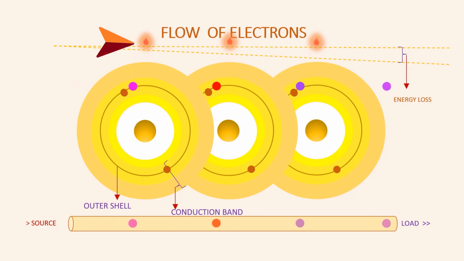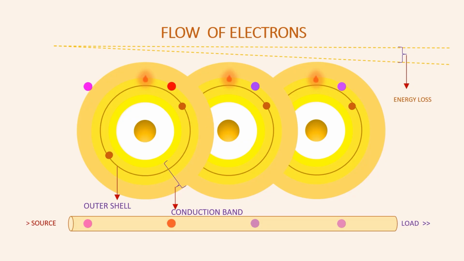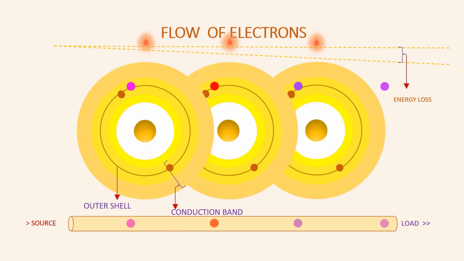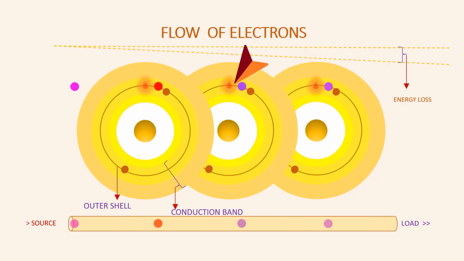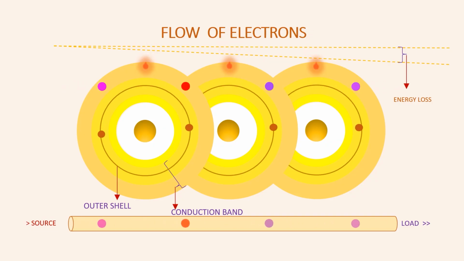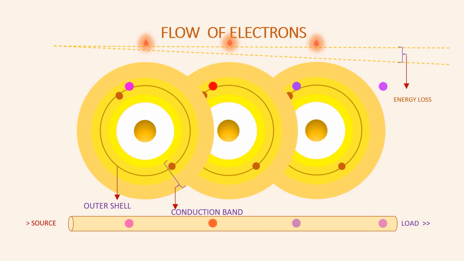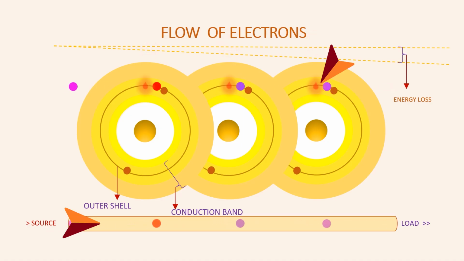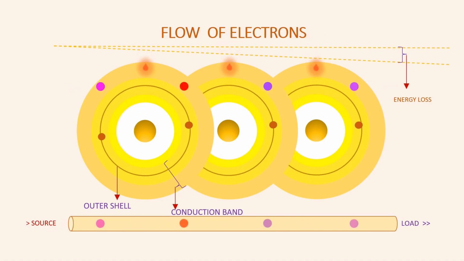One electron returns to its original molecular position, while another electron is displaced from its position. This electron then collides with the next nearby electron in the conduction band. This chain reaction continues throughout the conductor, thereby establishing electric current.